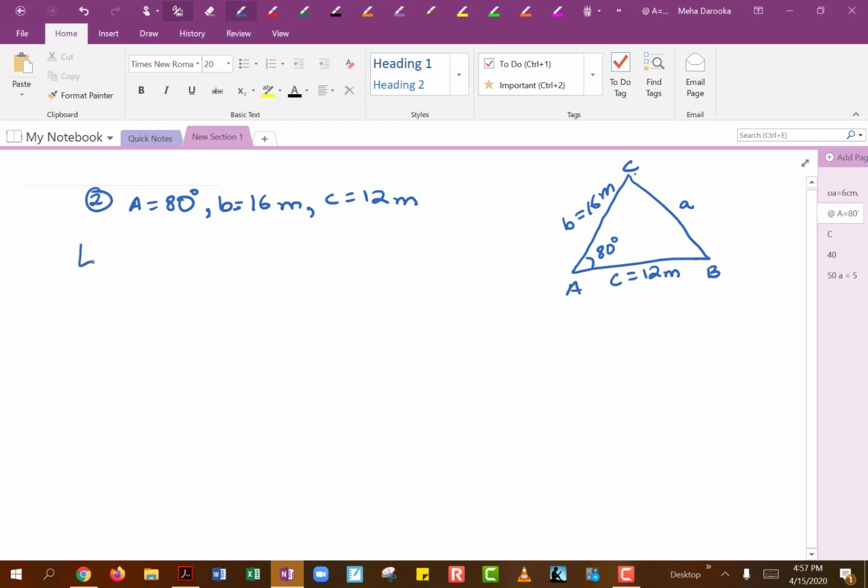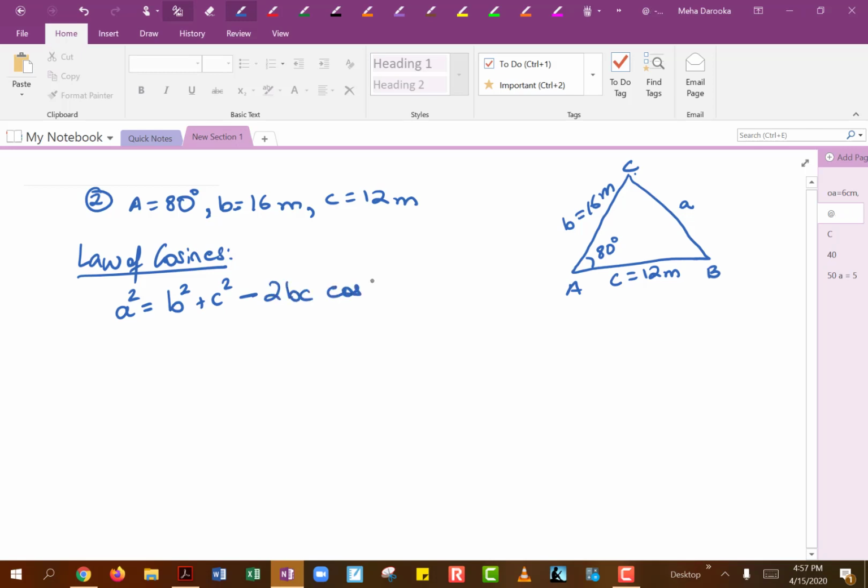So again, for finding side A, we are going to need to use law of cosines, but we are going to use the standard form. So that's going to be A squared equals B squared plus C squared minus 2BC, and then we multiply this by cosine of A. So for us, B will be 16 squared, C will be 12 squared, minus 2 times 16 times 12 times cosine of A, which is 80 degrees.